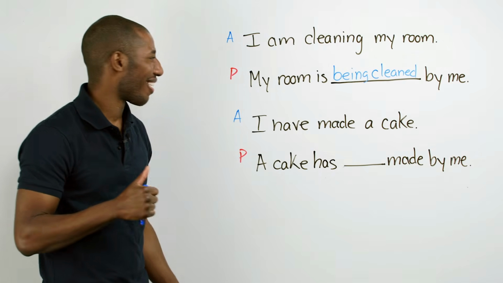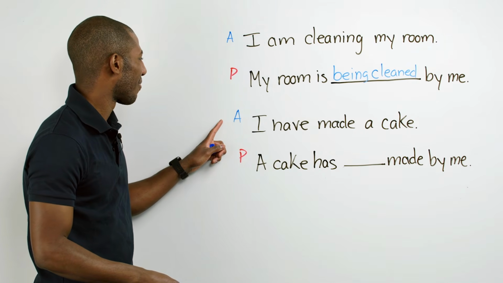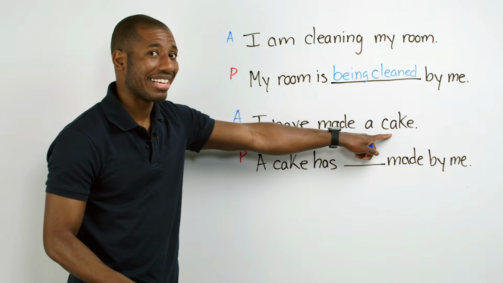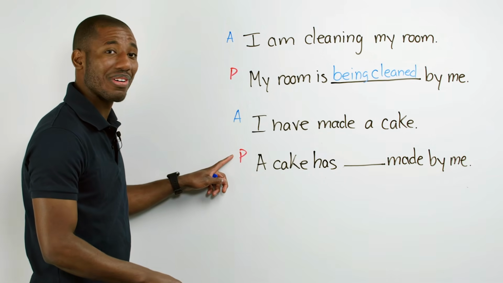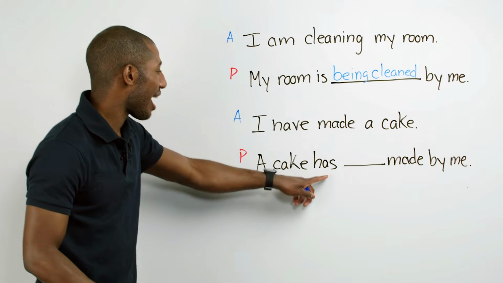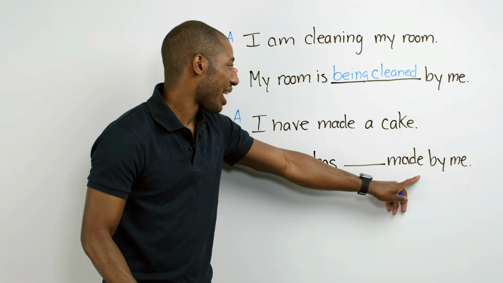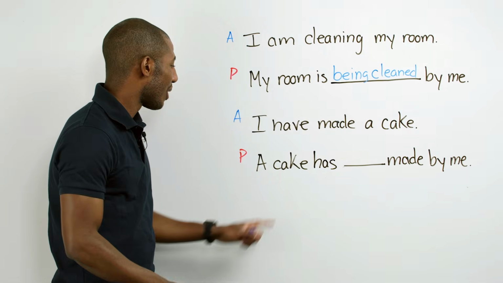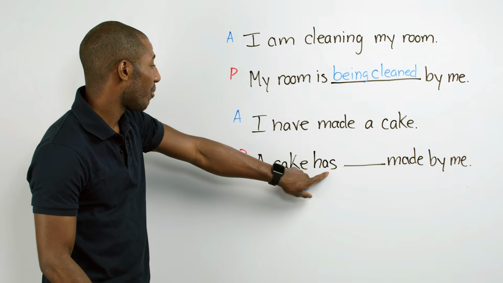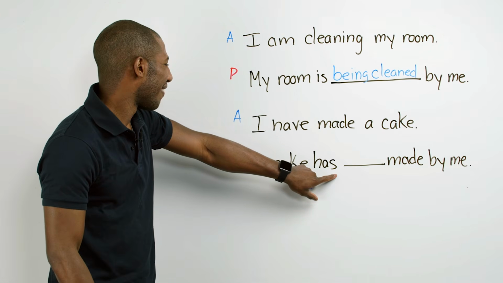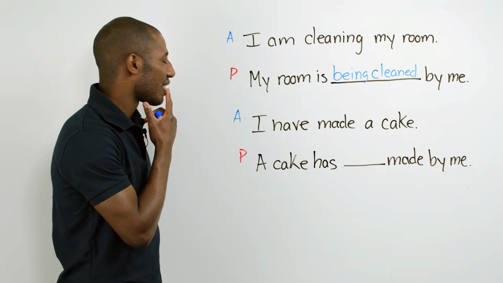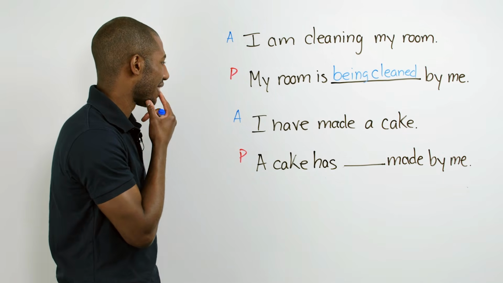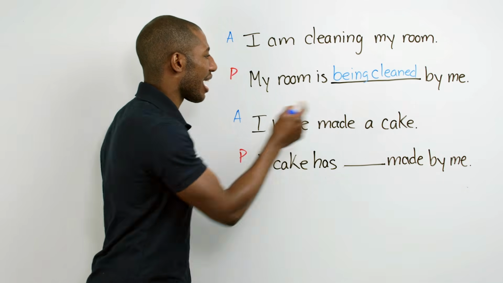Awesome. We're halfway there. Our next sentence, written in the active voice: I have made a cake, and it's a good cake. The passive voice sentence of that is, a cake has blank made by me. Well, just like before, we have our to be verb, but it's incomplete. We still have to finish it. So let me look back at the active voice sentence to try and see if I can figure this out. I have made a cake.